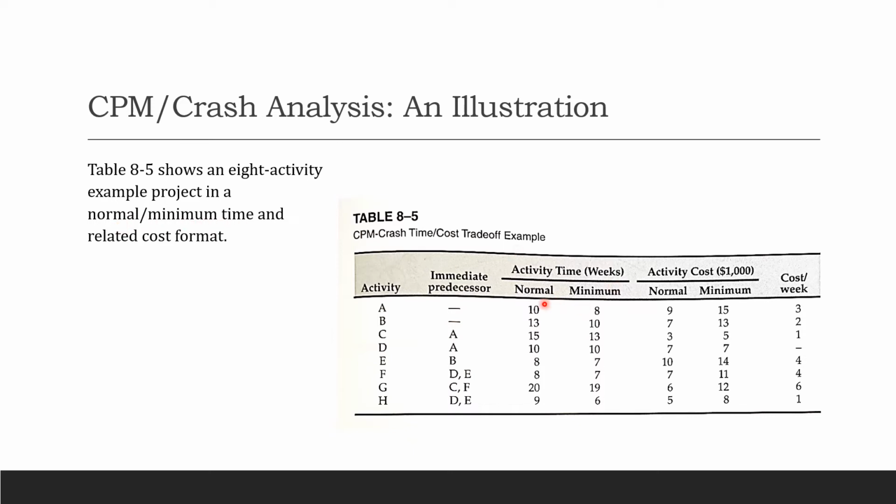It's right here, normal and minimum time for activity, and then we're studying cost, so here we have normal and minimum cost right there. So we have the time factor there, and we have the cost factor there, and we're analyzing our normal and then minimum.